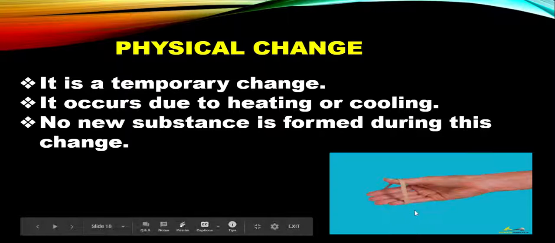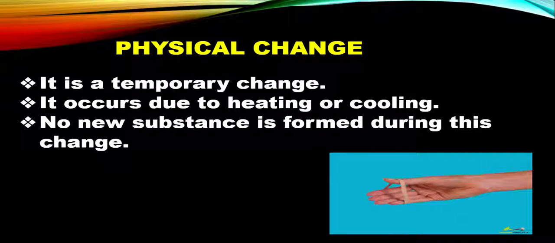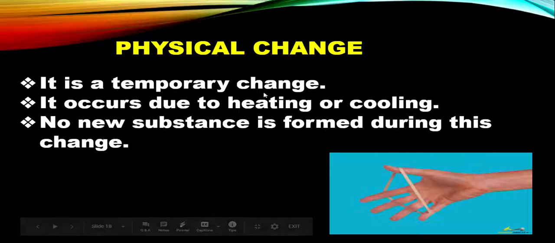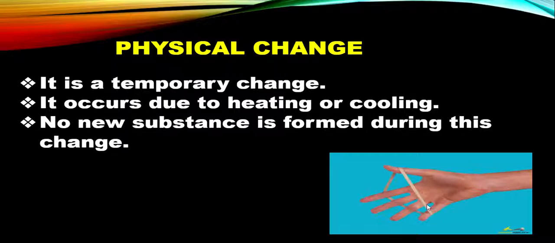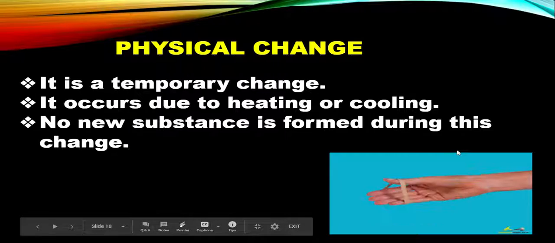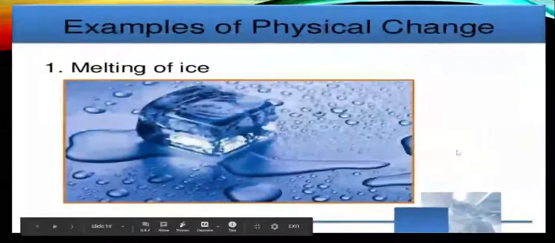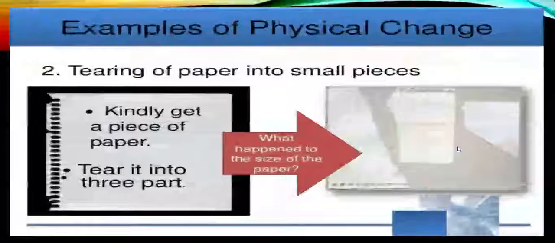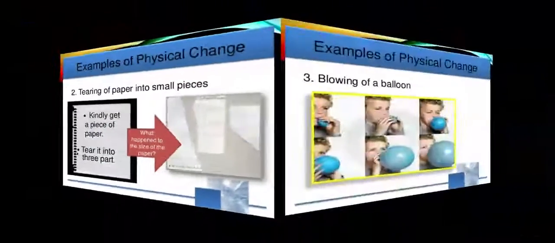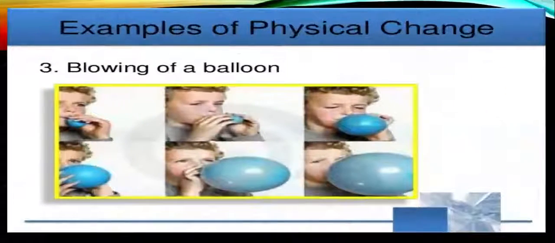In this picture, you can see stretching of a rubber band, which is a physical change, and it is temporary, and no new substance is formed. Dear children, some other examples of physical change are melting of ice, tearing of paper, blowing of a balloon.